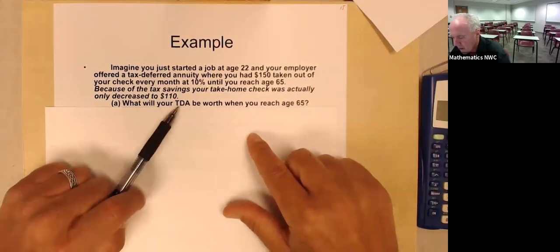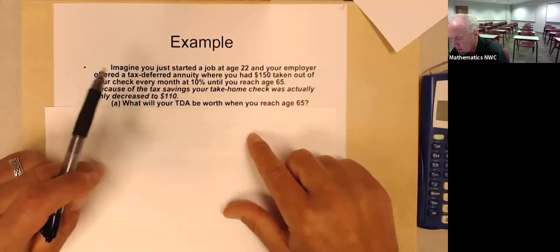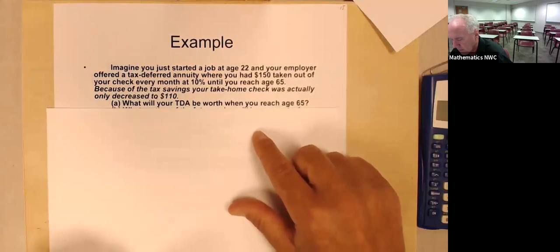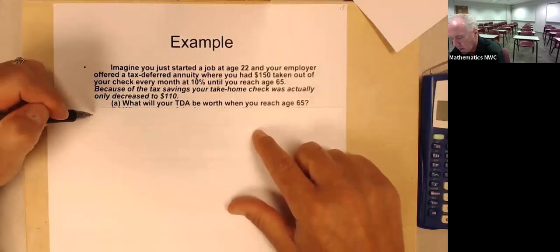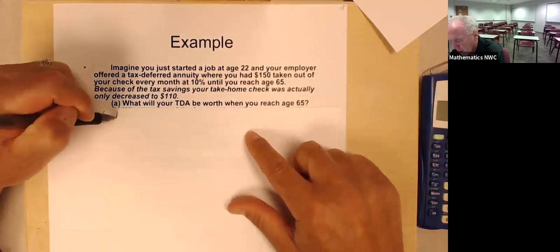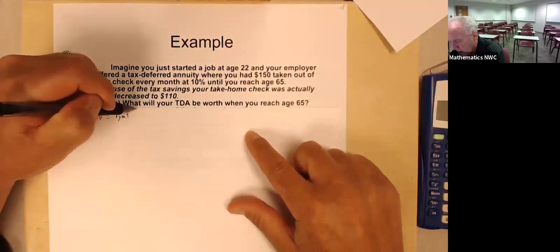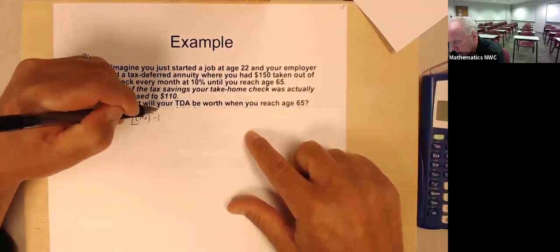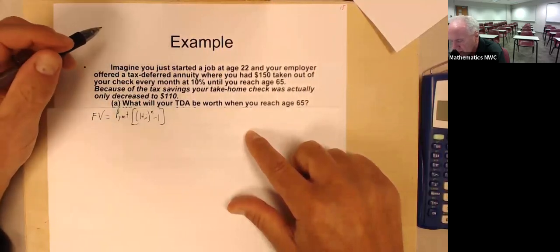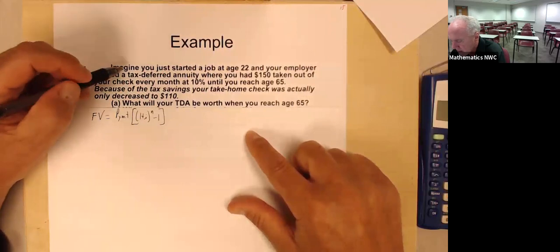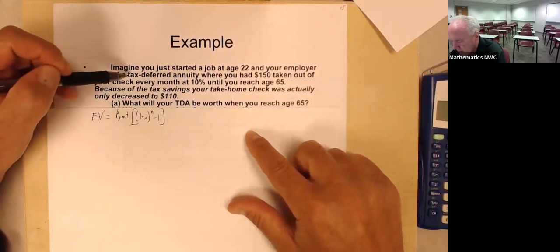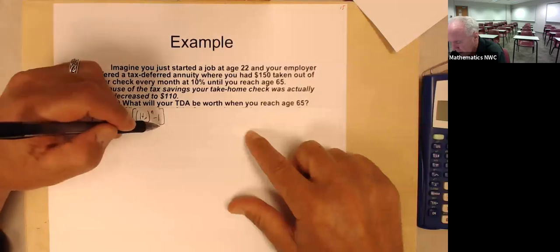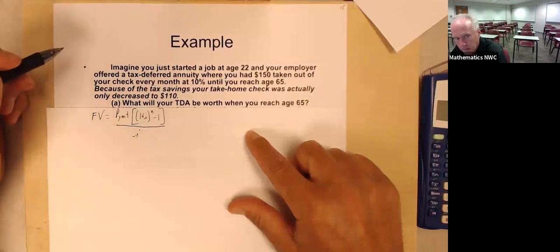What will your tax deferred annuity, TDA, be worth when you reach age 65? Well, we've got to find that out. Let's do that. That tax deferred annuity will be future value, my monthly payment times (1 plus I)^n minus 1. This is an ordinary annuity. We didn't state that here, but if it's not specifically stated as an annuity due, you always think of it as an ordinary annuity, divided by I.